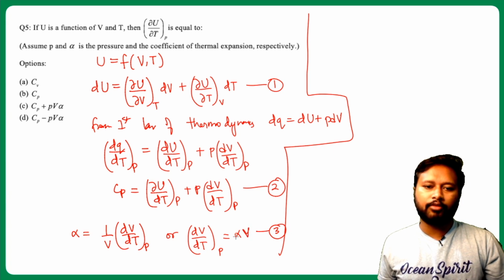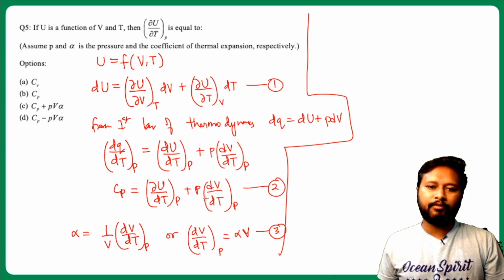So what I'm going to do is substitute the value of dV by dT at constant P from equation 3 into equation 2.